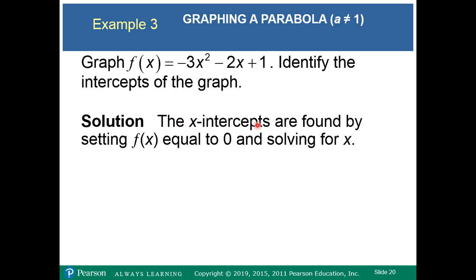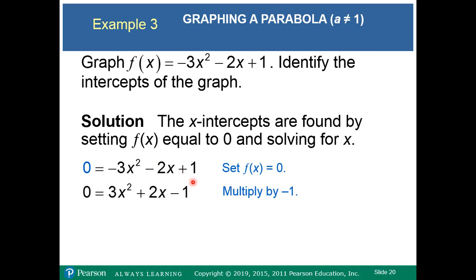Now, the x-intercepts are found by setting f of x equal to 0 and then solving for x. In this case, we can multiply by -1, right? So we want the leading coefficient to be positive. So we get this. It's not going to change anything over here. And then we're going to factor. When we factor using the AC method, or whatever method you want to use, such as guess and check, you're going to end up with these two factors. And now we know that one of the x-intercepts is going to be located at x equals -1, and the other one is going to be located at 1/3.